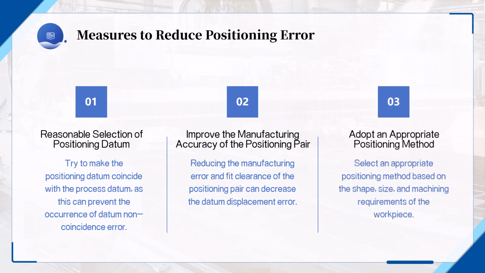3. Adopt appropriate positioning methods. Choose suitable positioning methods based on the shape, size, and machining requirements of the workpiece. For example, for workpieces with complex shapes, a combination of positioning methods can be used to enhance the stability and accuracy of the positioning.